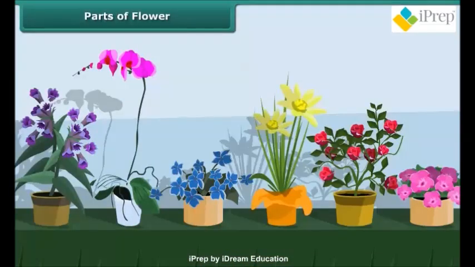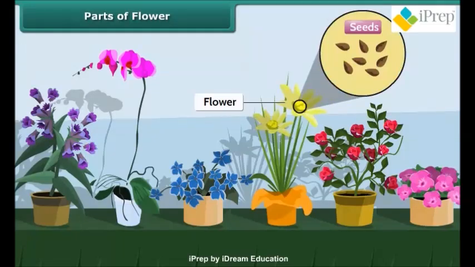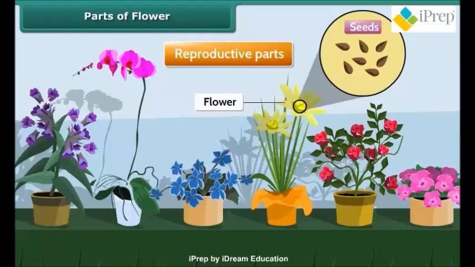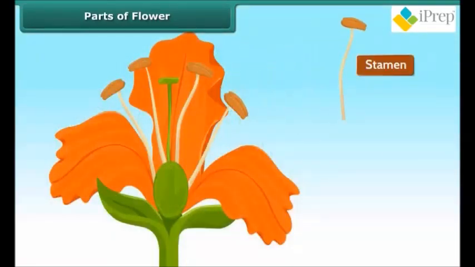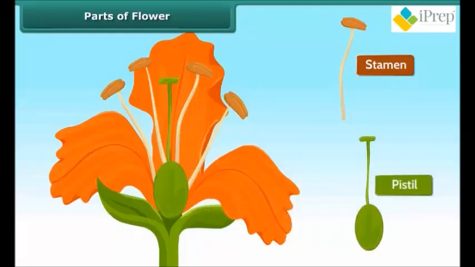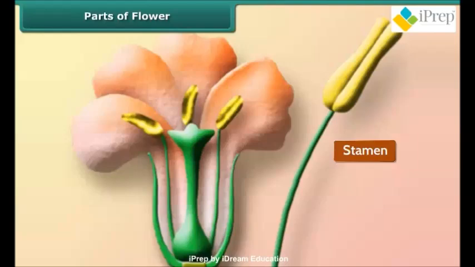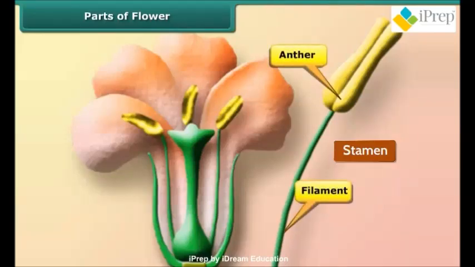Parts of flower. Flowers are the beautiful parts of a plant. They are important in making seeds. Therefore, they are the reproductive parts of a plant. Let's learn about their parts. Stamen is the male part of a flower and pistil is the female part of the flower. The stamen has two parts, anther and filament. The anther is generally yellow in color and carries the pollen. It is held up by a thread-like part called a filament.